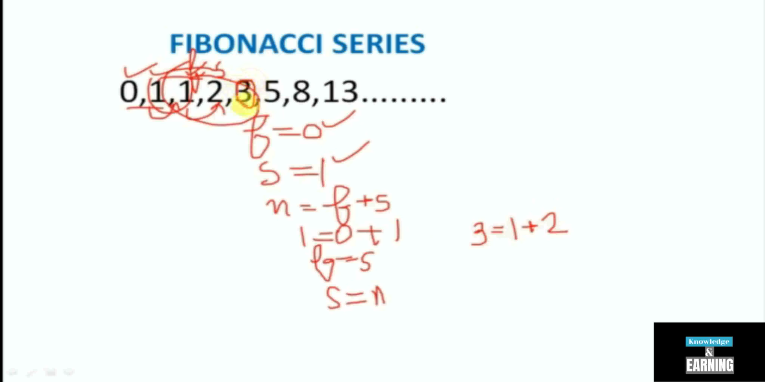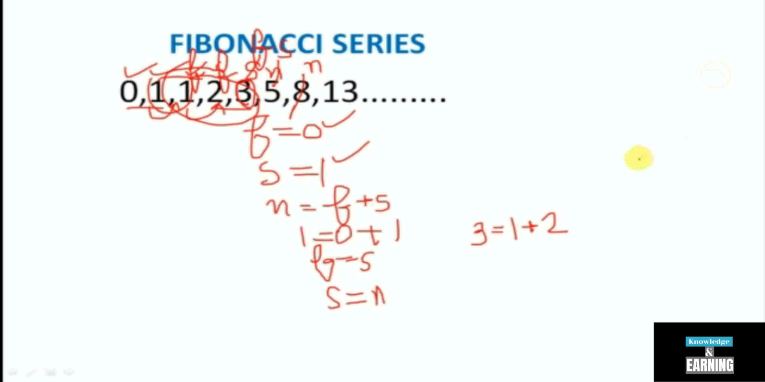Next time we are going to make this the first, and this the second. So 2 plus 3 will be 5. This will be my next. In the next step, this will be my first, this will be my second, and this will be my next. Further, we can proceed for as many terms as we want. We can print that number of terms.